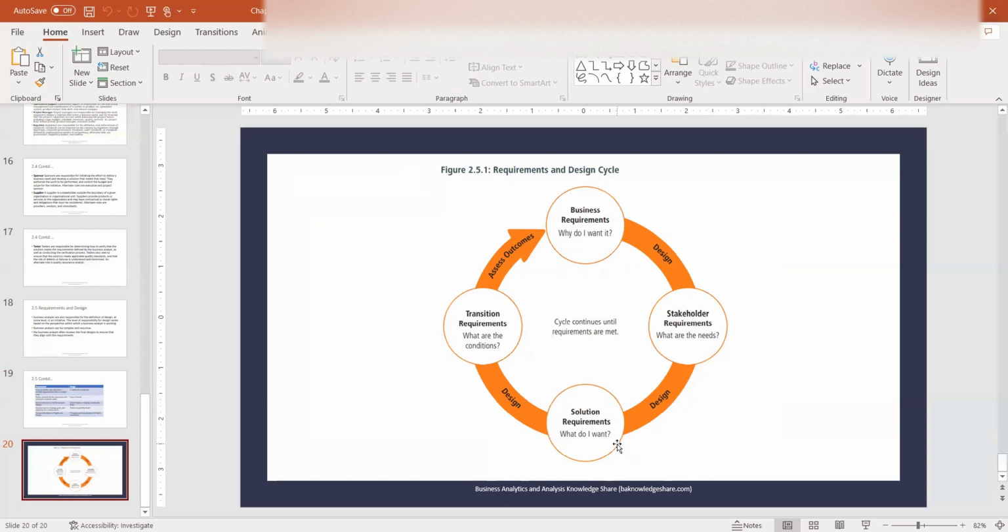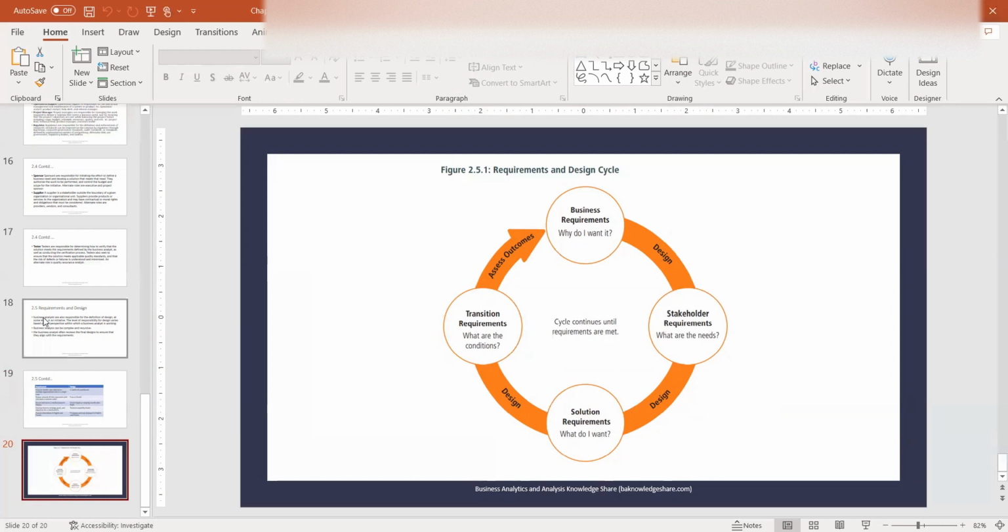Then the next phase of design could be solution requirements. What do I want? Next part would be transition requirements. What are the conditions? Next part would be to assess the outcomes, which is again business requirements. Why do I want it? And the cycle continues until the requirements are met. So you have your requirements, your design, and then it keeps going on until your requirements are met.